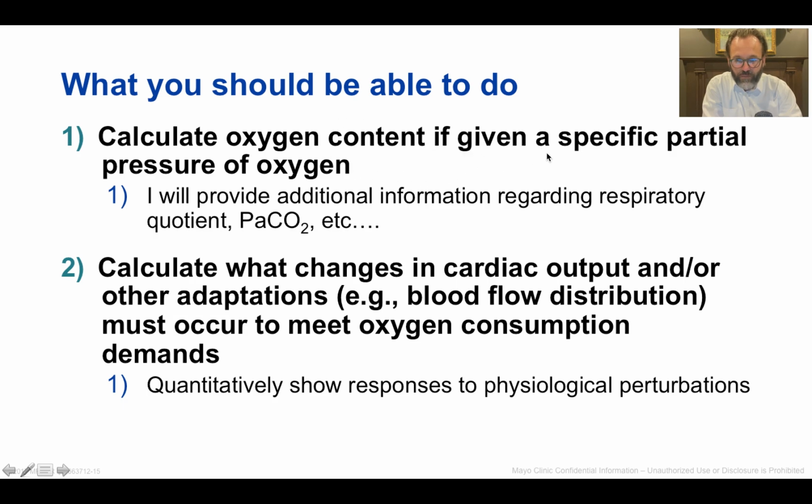So again, what I think you should be able to do is calculate the oxygen content given a specific partial pressure of oxygen or a specific barometric pressure. I'll provide you with additional information regarding respiratory quotient and the arterial PaCO2. But beyond that, you should be able to adeptly apply the ideal alveolar gas equation, and then calculate what changes in cardiac output or other adaptations, such as blood flow distribution, have to occur to meet oxygen consumption demands. And again, I would really reinforce the need to be able to do this quantitatively to show the responses to physiological perturbations. If you can do that qualitatively, that's great. That'll get you part of the way there.